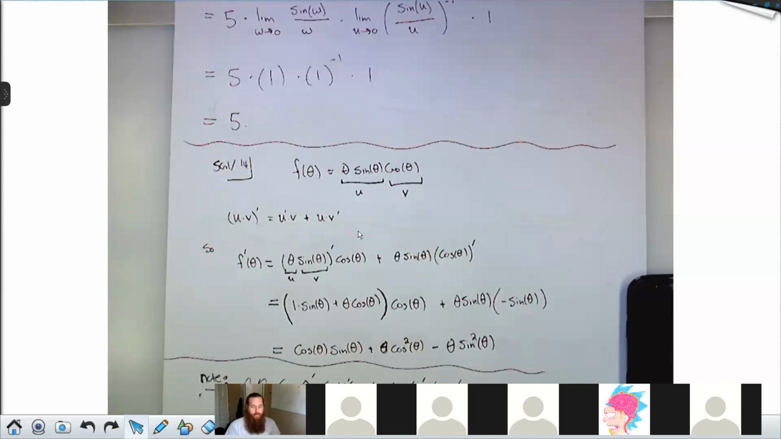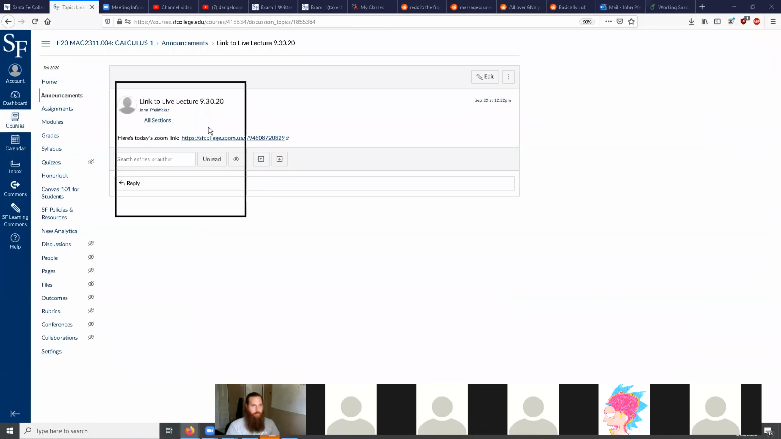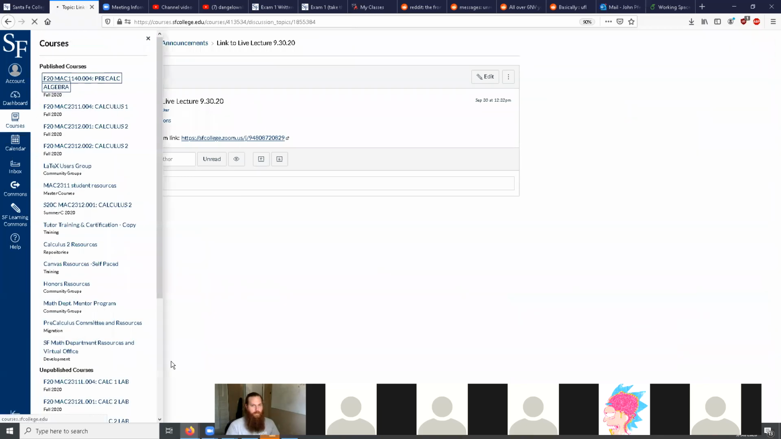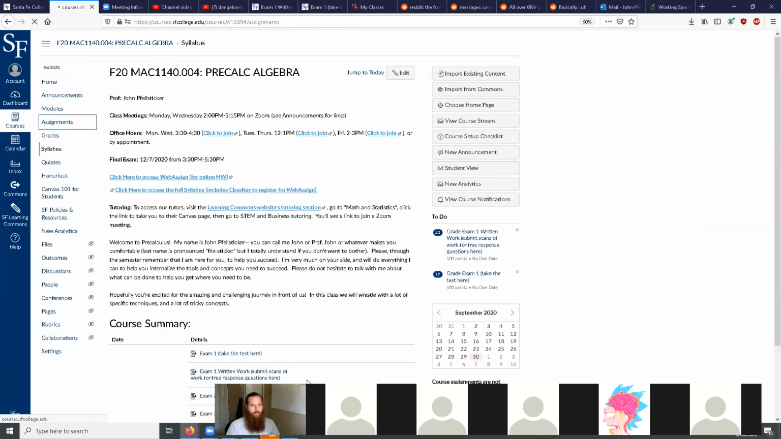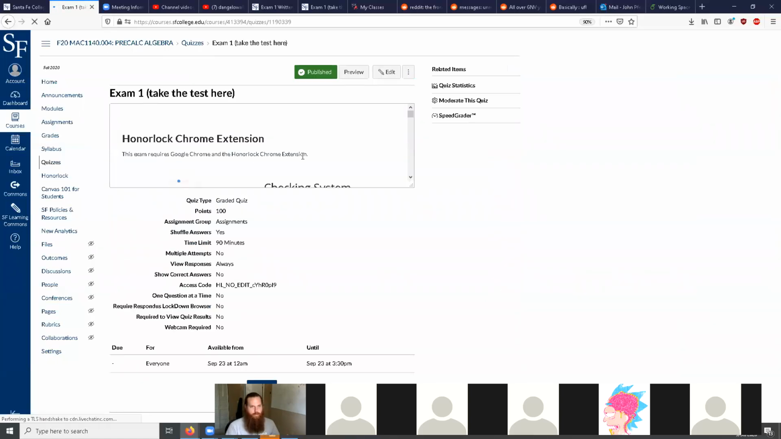And then you'll go to assignments. There will be an assignment that says exam 1, take the test here. I'll show you. So I went through this recently for my pre-calc class. You'll see 2 assignments related to exam 1. One will say take the test here. One will say written work, submit the scans of your work here. So at 12:30 on Monday, you're going to sign into our class and click on what looks like this. That will take you to this, which will look for you guys just like this.